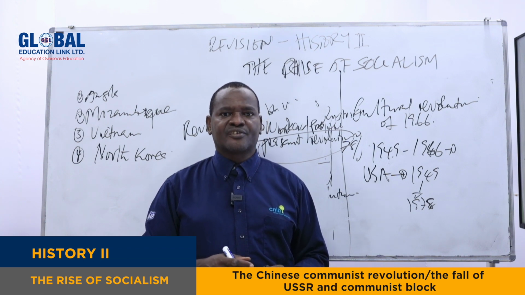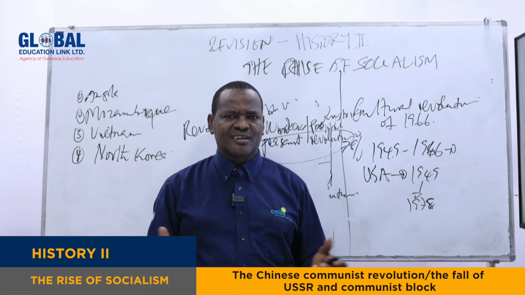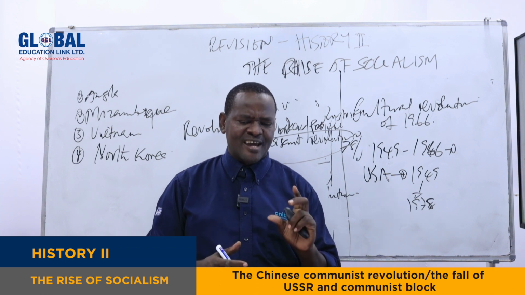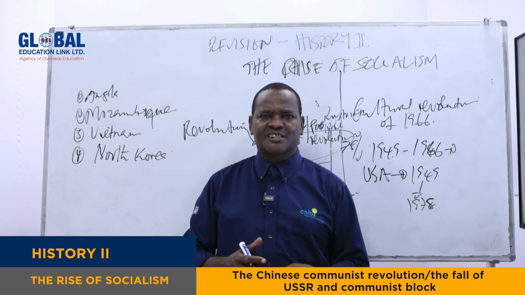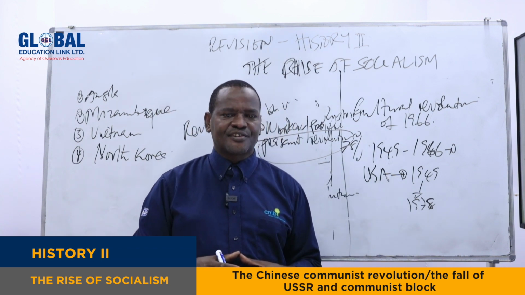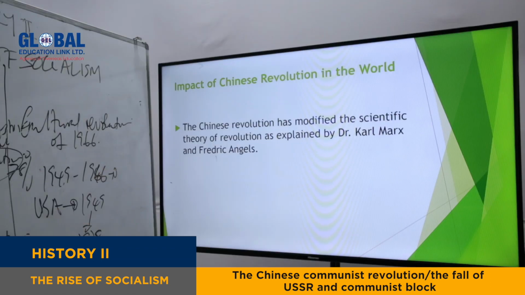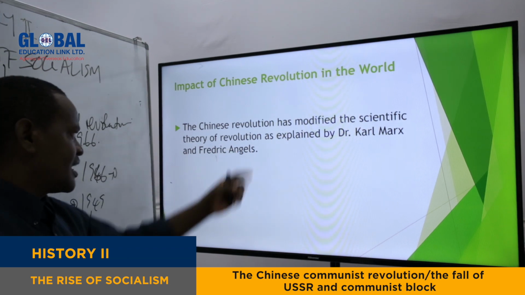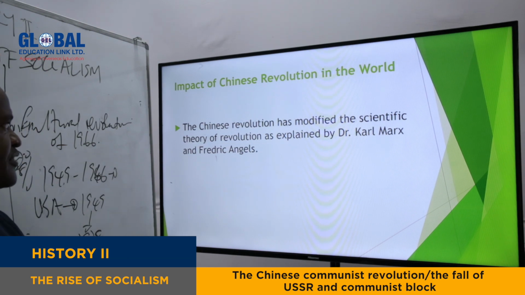That the peasants can be used in revolution. So it comes that only people who are suffering, regardless of which class they belong to, can do revolution, provided that they have suffered enough. So he said, it is contradiction that brings changes. When people are suffering, then it leads to class struggle or contradiction. And so, as you can see, the Chinese Revolution has modified the scientific theory of revolution, as explained by Dr. Karl Marx and Friedrich Engels.